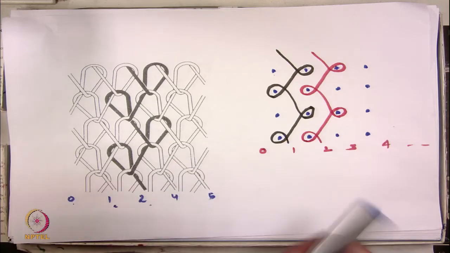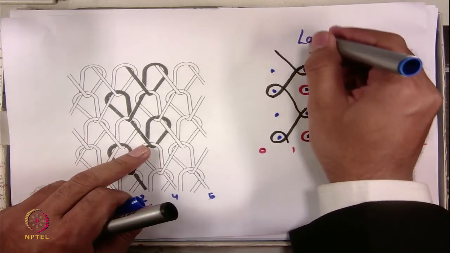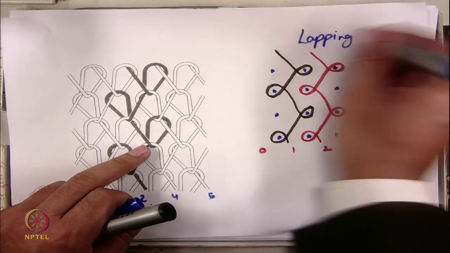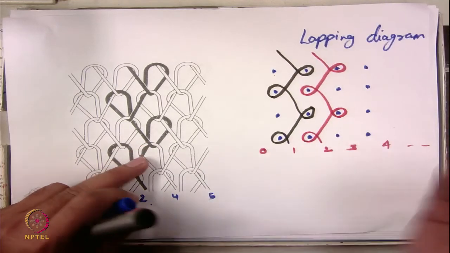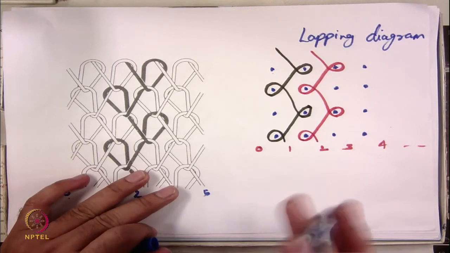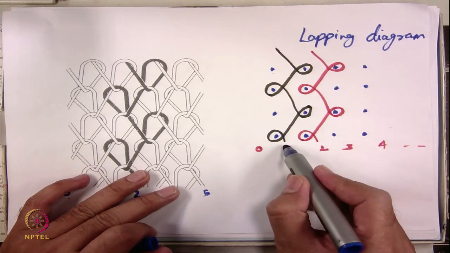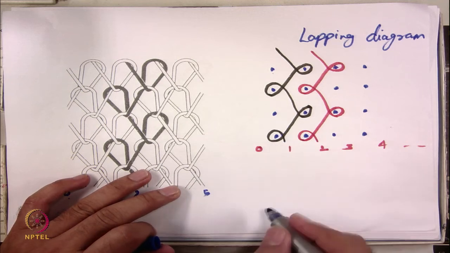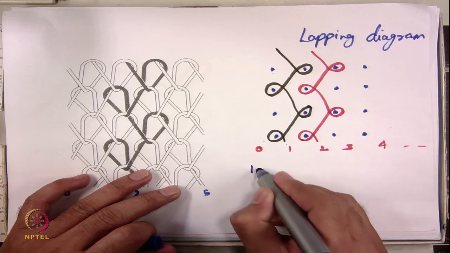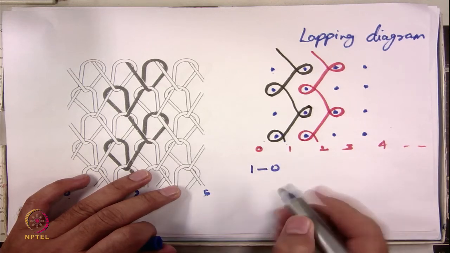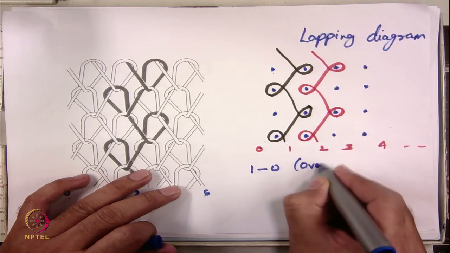So, this particular diagram is called the lapping diagram. Now, let us do the lapping plan. For the lapping plan, we start from the initial position of the guide, which is the first position. From first position, it is moving to 0 position. So, this is how it is starting, 1 to 0, so this is nothing but overlap.